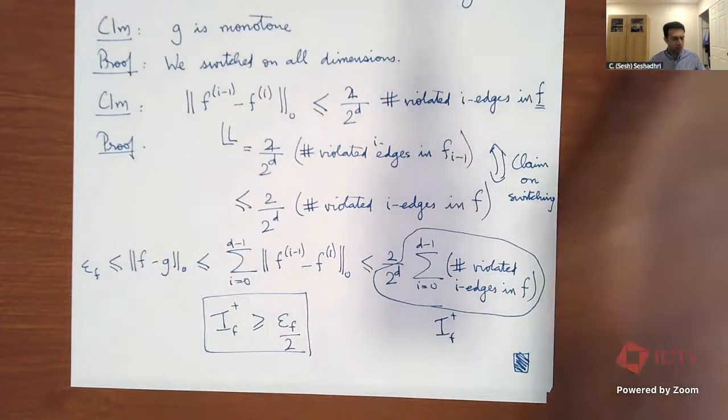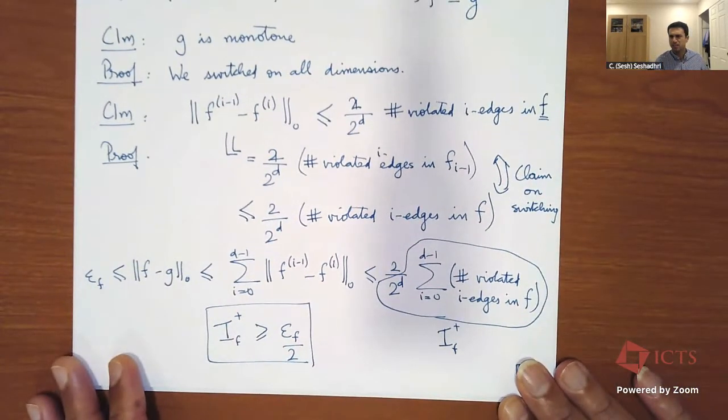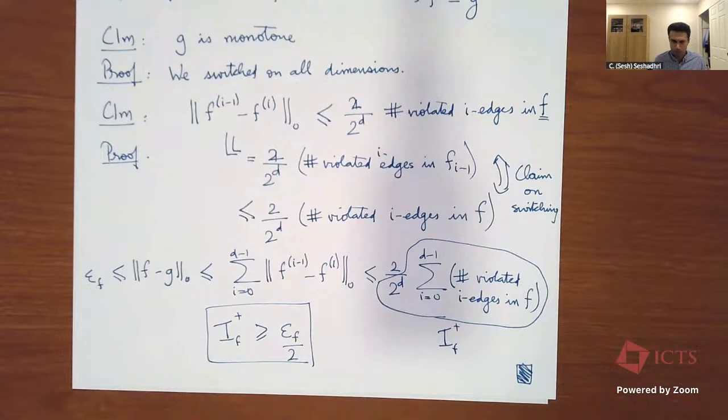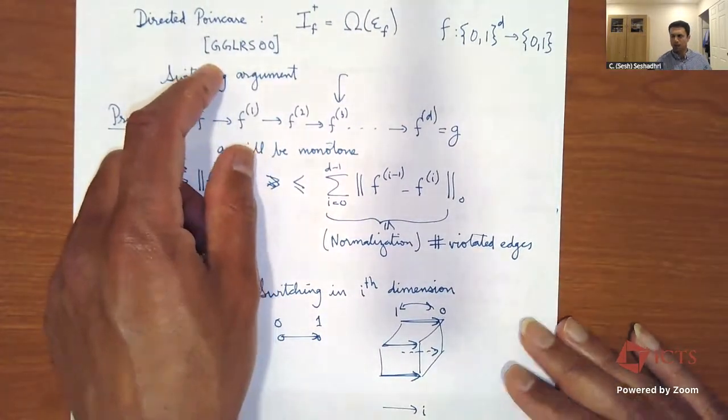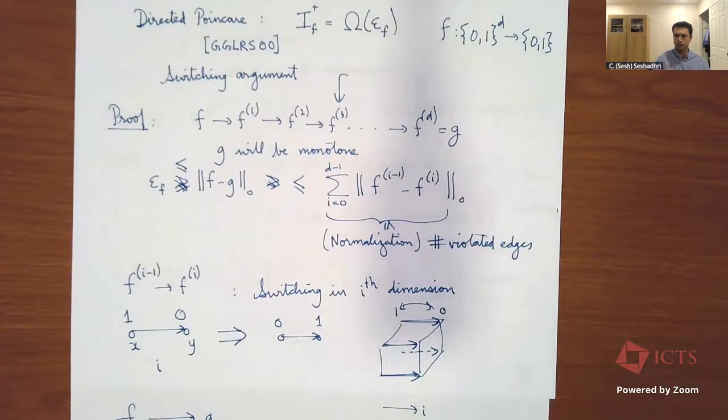Okay, so this is, again, a nice exercise, not very difficult to prove. And this was actually the original proof as given by GGLRS. I think initially they had an even more complicated proof, and then in their journal version they had this very clean, simple proof, a very beautiful, elegant statement.